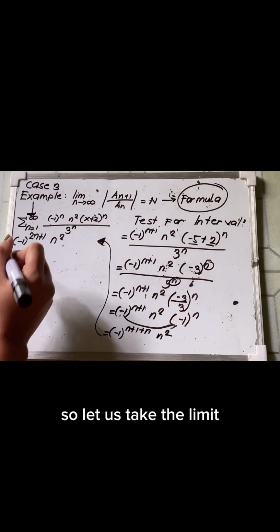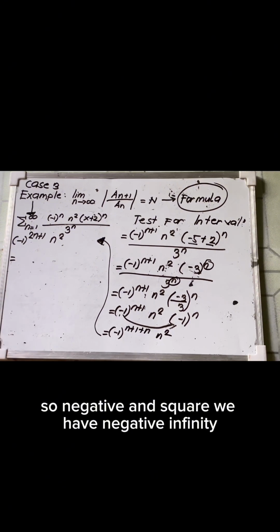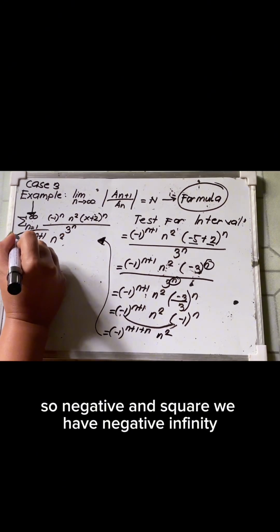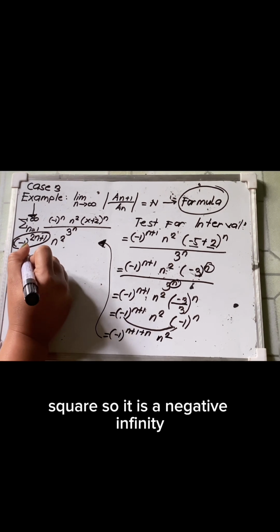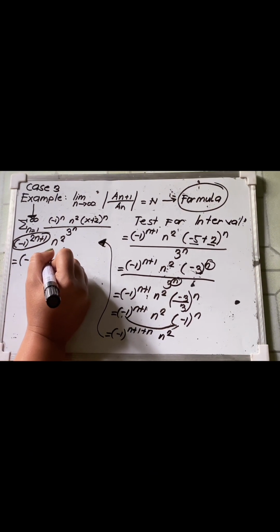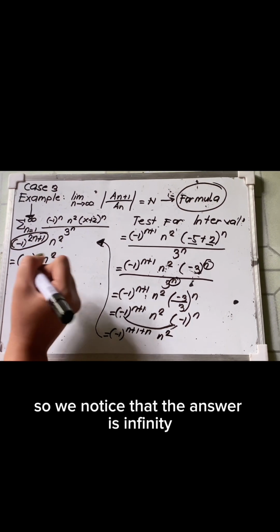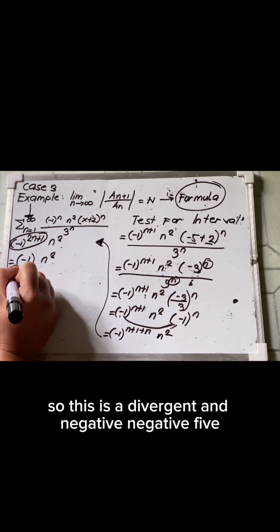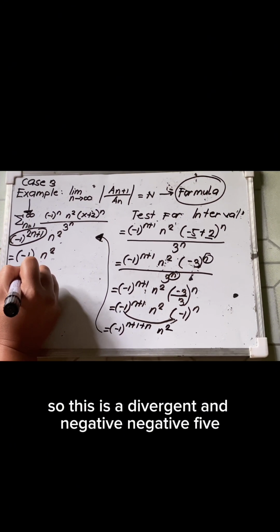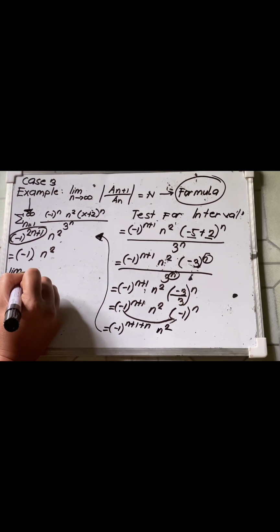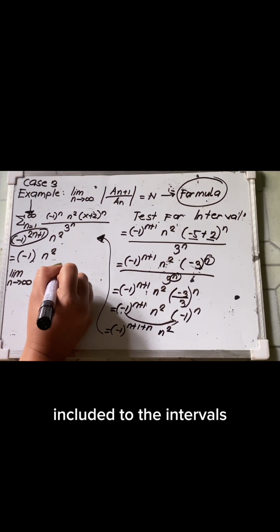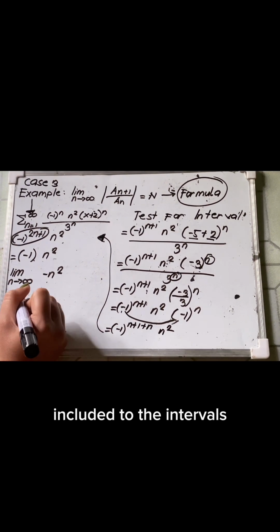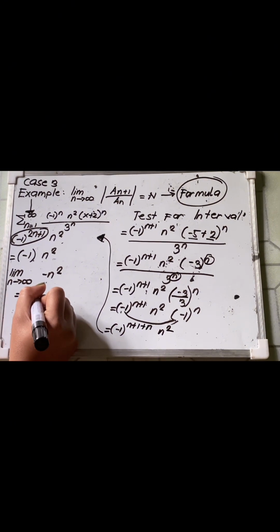So, let us take the limit. Negative n squared, we have negative infinity squared. So, it is negative infinity. So, we notice that the answer is infinity. So, this is divergent, and negative 5 is not included in the interval.